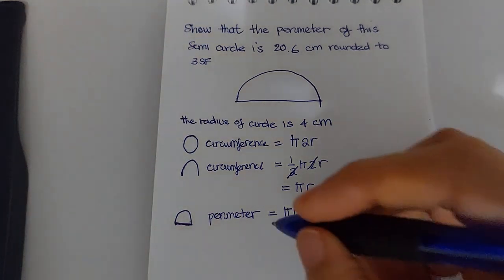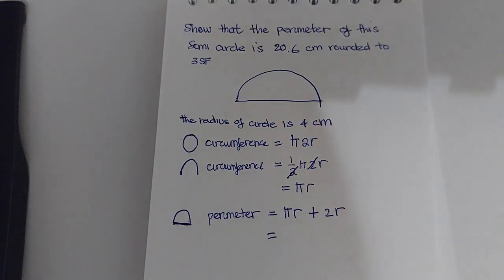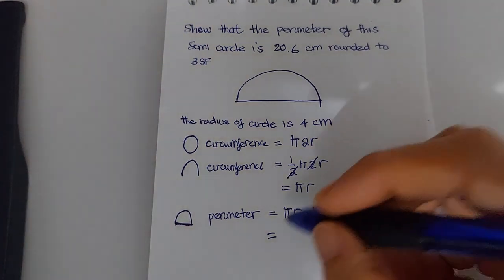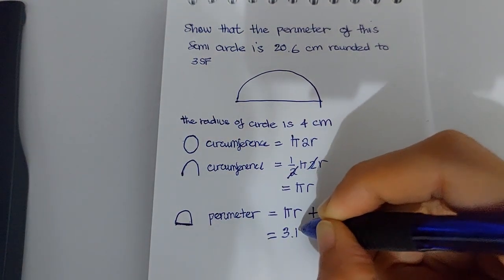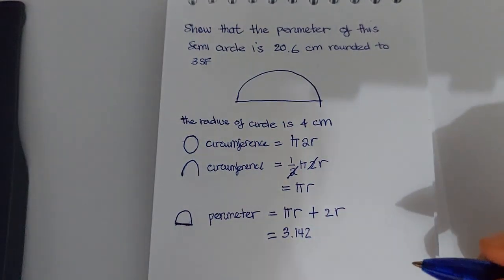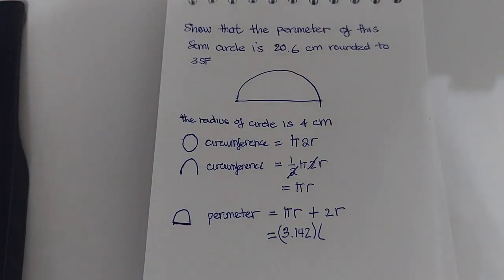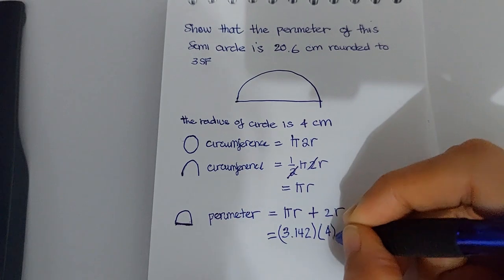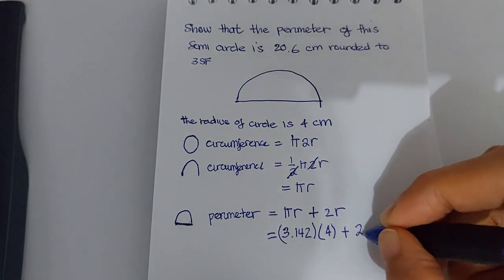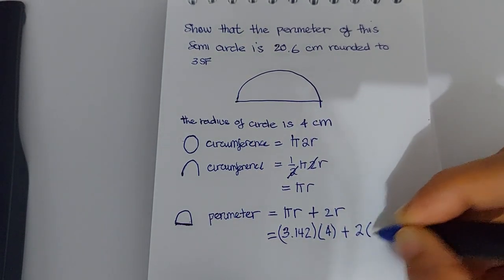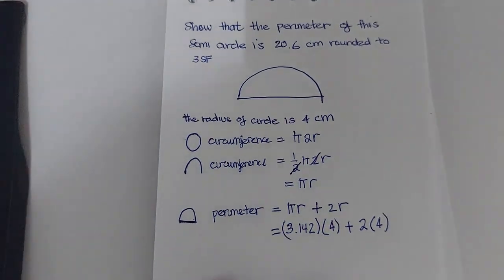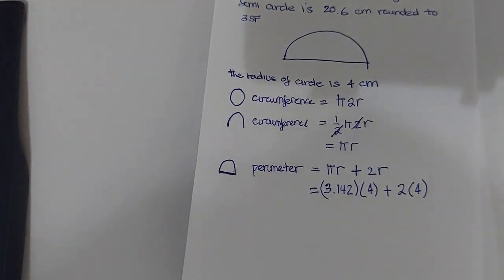Just use it. What is the value of pi in Cambridge Checkpoint? 3.142, correct? And then you times it with the r. What is the r? 4. And then you plus it with 2 times r. What is the r? 4. Yeah, you do the calculation. Using the what? Yeah, of course, the calculator, guys.